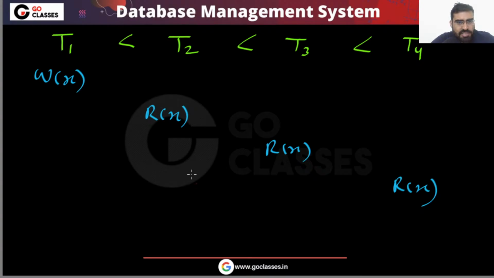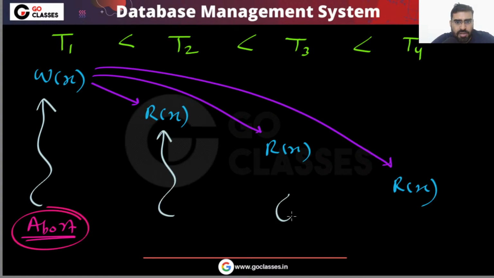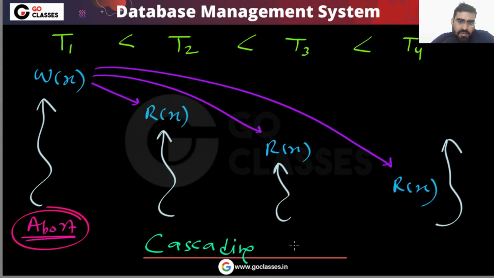Now notice what is happening. At this point, let's assume T1 aborts. Then what will happen? T2, T3 and T4 are all reading from T1. So everyone is reading from T1, and if T1 aborts, then T2 has to abort, T3 has to abort, T4 has to abort. All of them have to abort. So this is your cascading rollback. This situation is called cascading rollback.